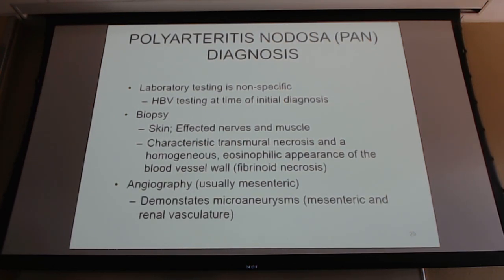Laboratory: Hep B testing. Biopsy of skin, affected nerves, muscles, characteristic transmural necrosis, so they've got that stuff. Angiography of the mesenteric vessels to see how many microaneurysms could be added to this.